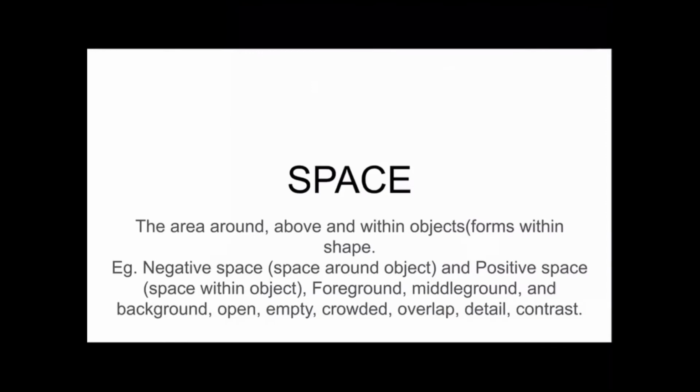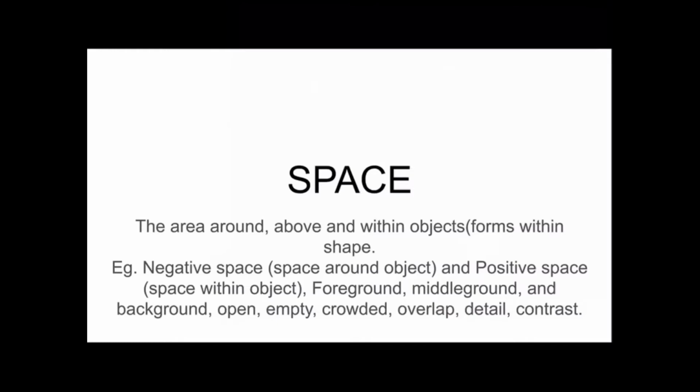So the next one is space. Let me just refresh your memory. We talked about line, shape, form, and value. Now we're at space. There are 7 elements, and we're at space, which is number 5. And space is the area around, above, and within objects.